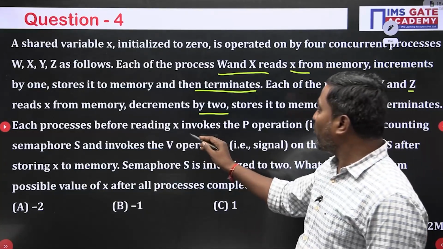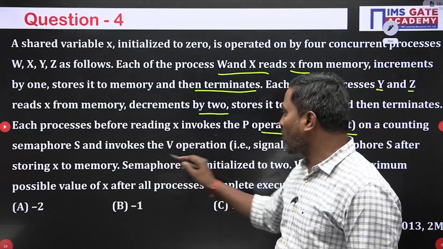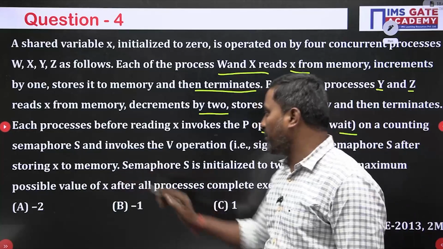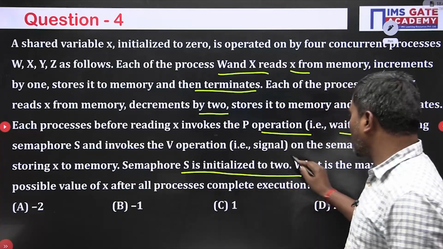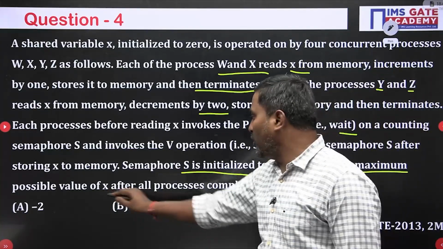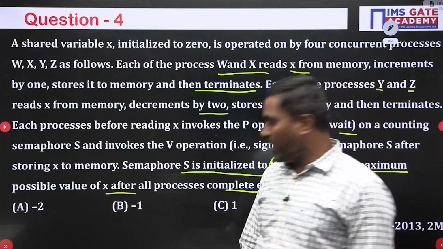Each process, before reading x, invokes the P operation that waits on counting semaphore S, and invokes the V operation that signals on the semaphore S after storing x to memory. The semaphore is initialized to 2. What is the maximum possible value of x after all processes complete execution? They are expecting the maximum value.